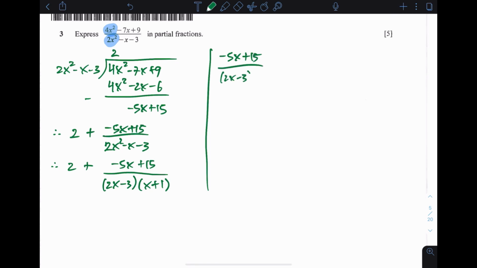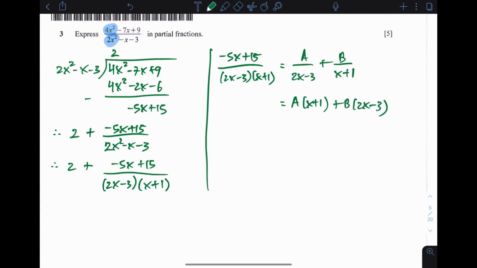Okay, this is just a simple denominator. I just need to split this into 2. A divided by 2x minus 3, and then B divided by x plus 1. Okay, now let's make the same denominator on the right hand side, giving us A of x plus 1, and then B of 2x minus 3. Okay, this will be equal to negative 5x plus 15, the numerator on the left hand side.